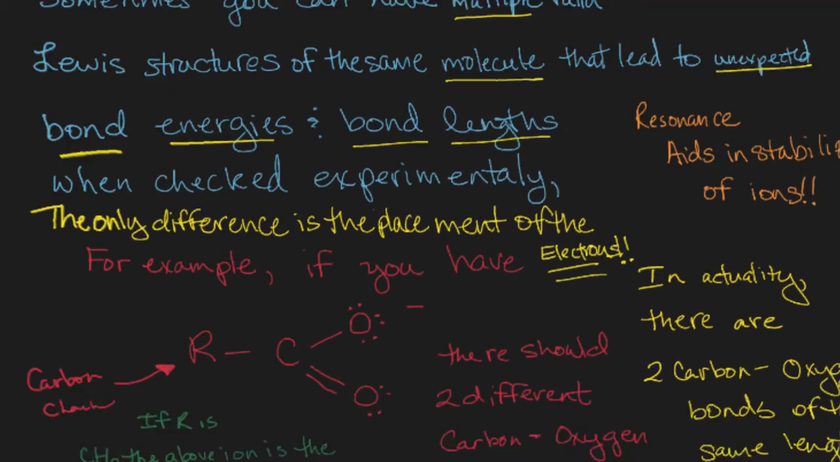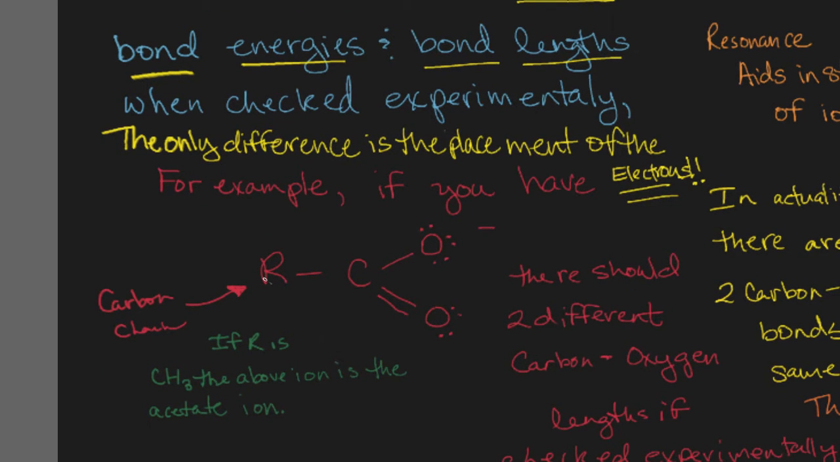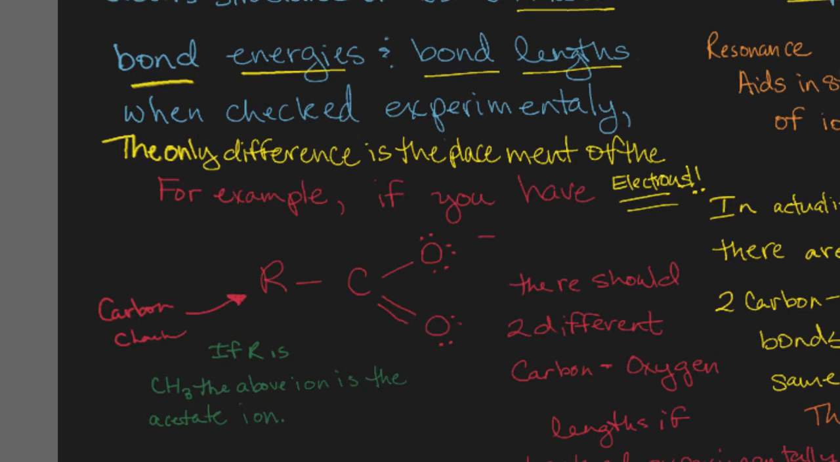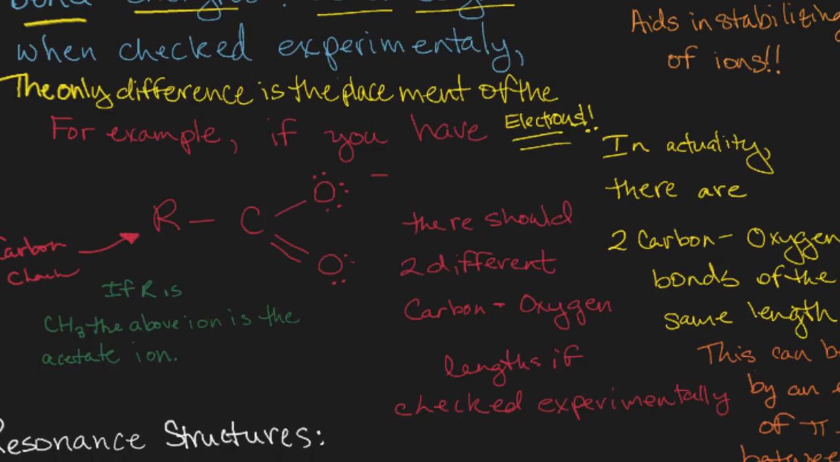So let's take a look at this example here. If you see R, it just means it's a carbon chain of some sort. So for instance, if that was a CH3, this would be the acetate ion. But let's just call it R for now. Whenever we were looking at this experimentally, we would expect to see two distinct carbon-oxygen bond lengths, one for the single bond here, and the other one for the double bond there.